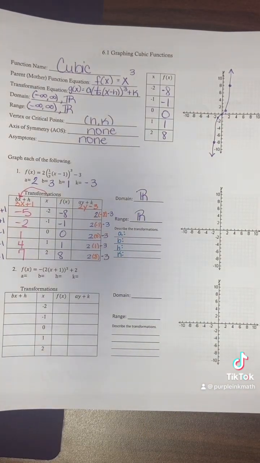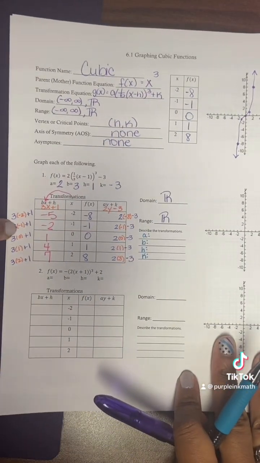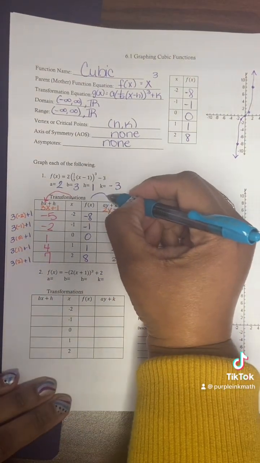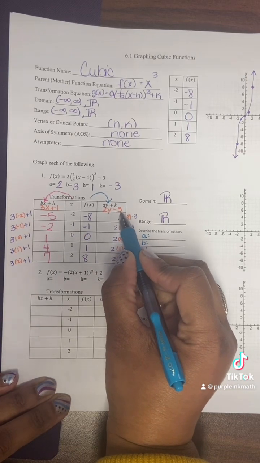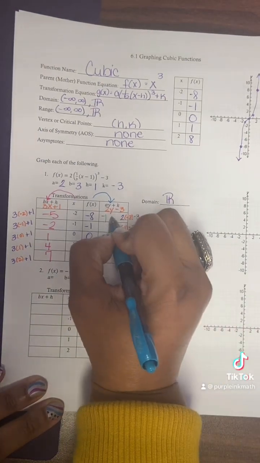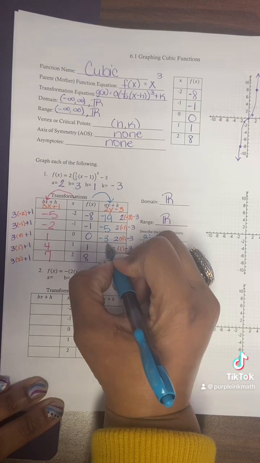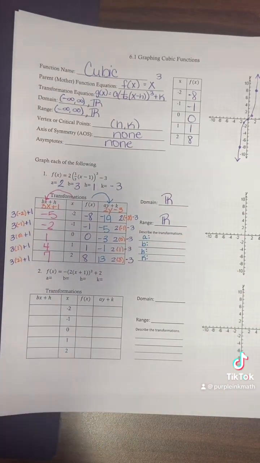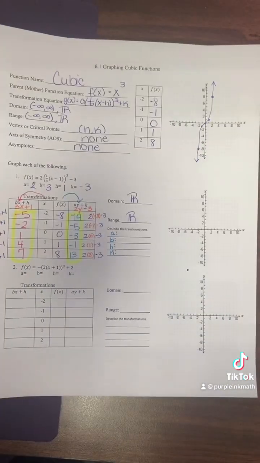Now I want my new y's. Sorry, that's the work for the x's. Now I want my new y's. So I'm going to take these y values and plug them in right here. So I'm using ay plus k, so 2y minus 3. So I have my work there. So my new y's will be -19, -5, -3, -1, and 13.